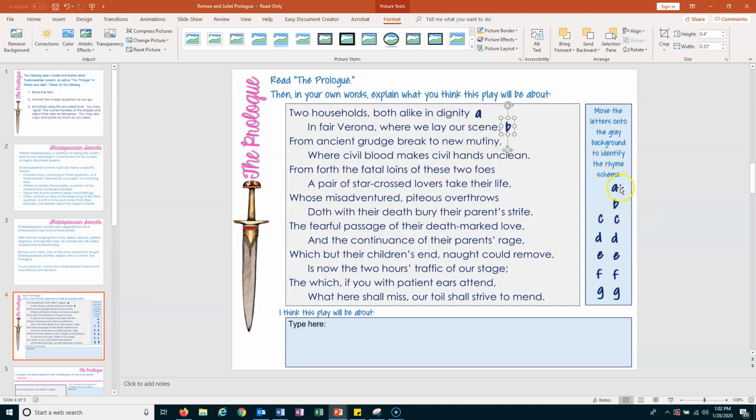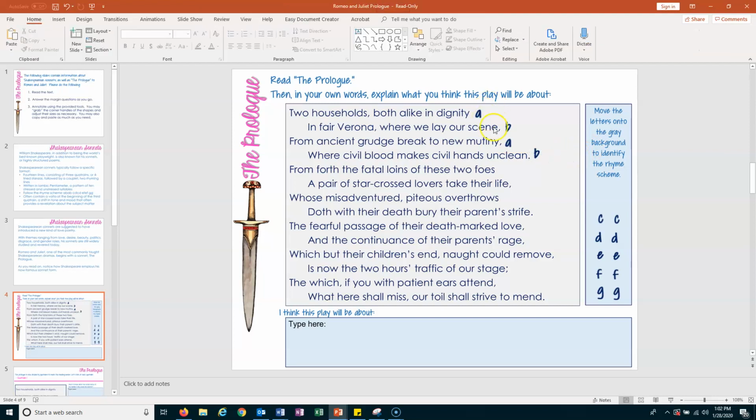Yeah, those kind of rhyme. So then I would put the A here because the A rhymes, and then seen and unclean rhymes, so that would be B. So I'm matching them, if that makes any sense to you. Those match because they rhyme. So what you're going to do is go all the way down this list and put in all of those letters, and they are just click and drag.